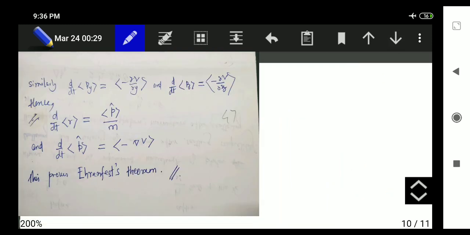So hence both the things: the rate of change of position, not exactly position actually, the rate of change of expectation value of position is equal to the expectation value of momentum by mass, and the rate of change of expectation value of momentum is equal to minus of expectation value of grad v, where v is the potential. And this was the Ehrenfest theorem.